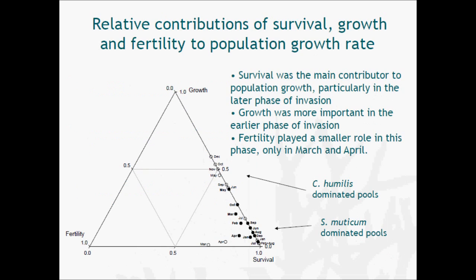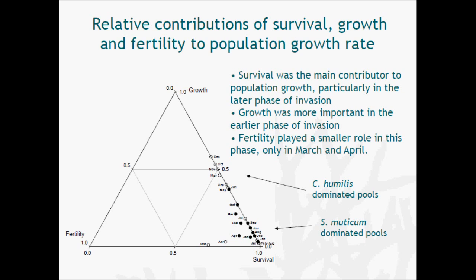This is an interesting graph, complicated. I'm not going to go very much into this, but I'll explain. This is the importance of survival, growth, and fertility for population growth rate. This graph shows all the monthly data that we have from this matrix model. If the dots were here, growth is the important demographic trait. If the dots were here, reproduction is the important rate.